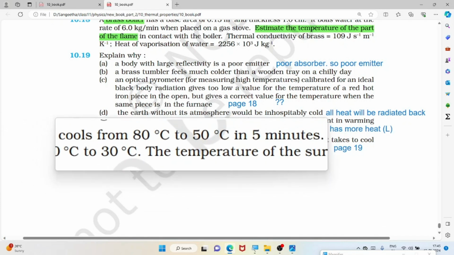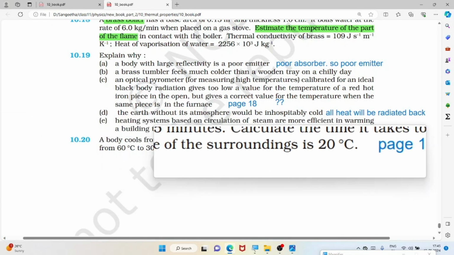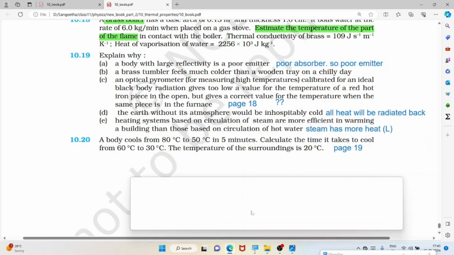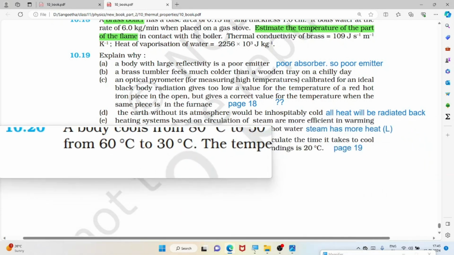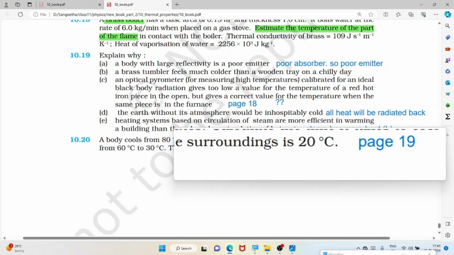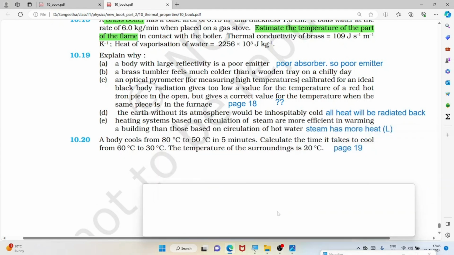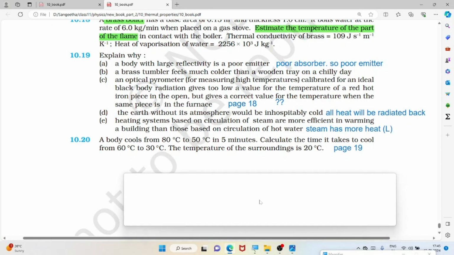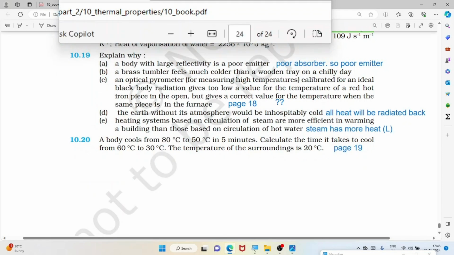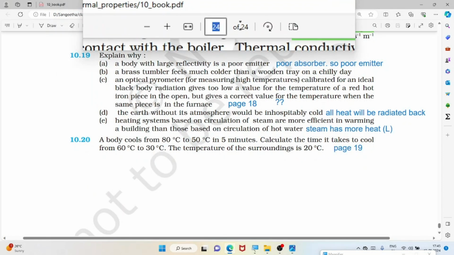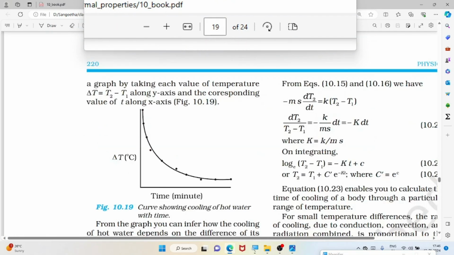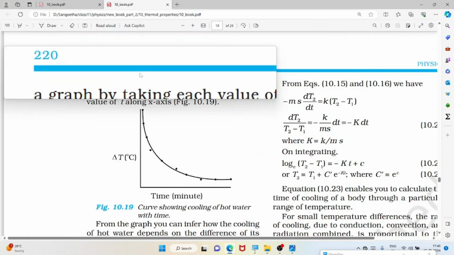A body cools from 80 to 50 in 5 minutes. Calculate the time it takes to cool from 60 to 30. The temperature of the surrounding is 20 degrees. This is Newton's law of cooling.